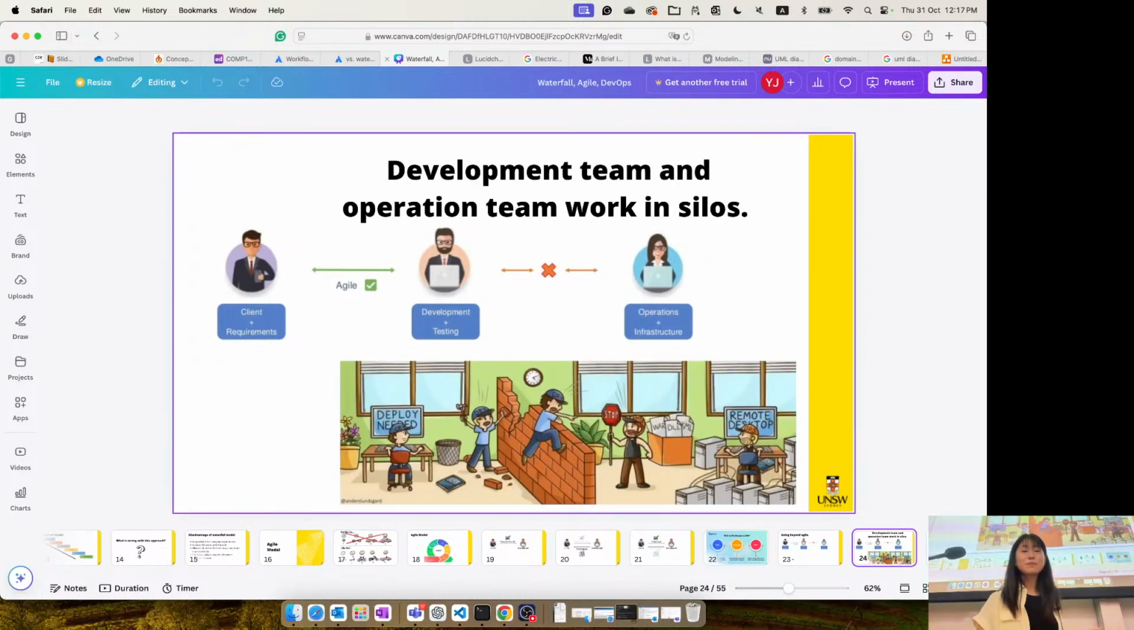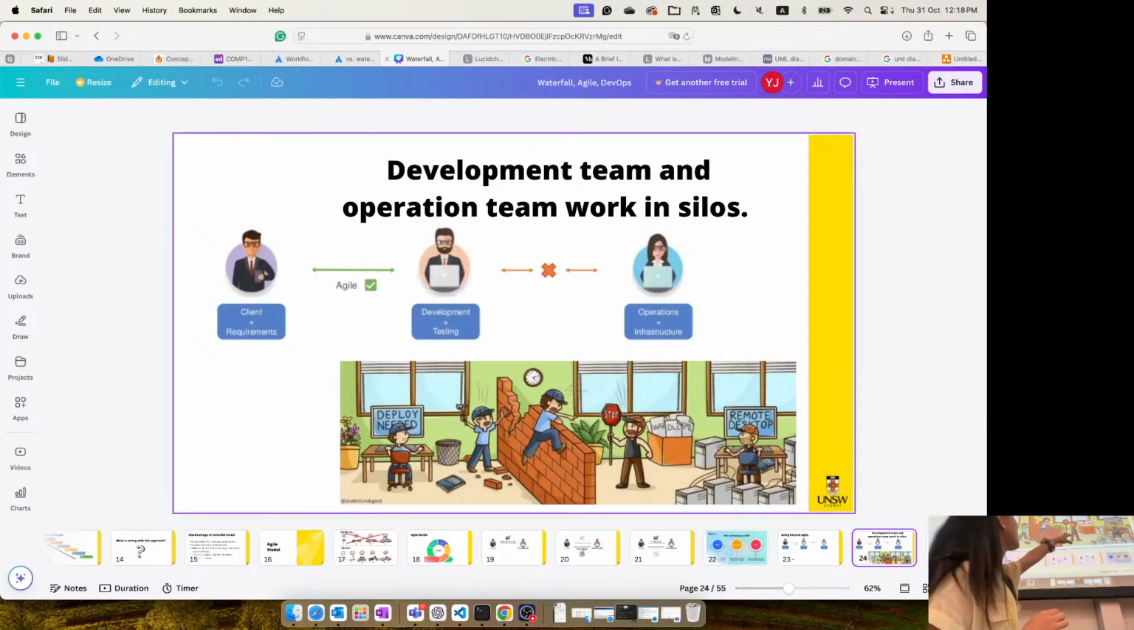So the problem is, on the left-hand side is the development team. They develop something, it's ready for deployment. However, on the other side is the operations team, whose role is to deploy things and maintain the production version.